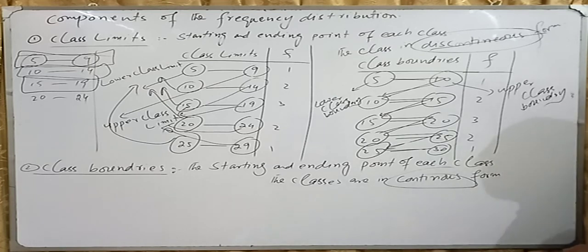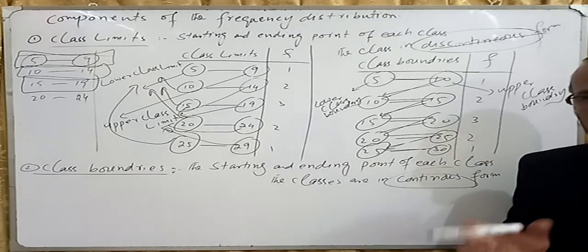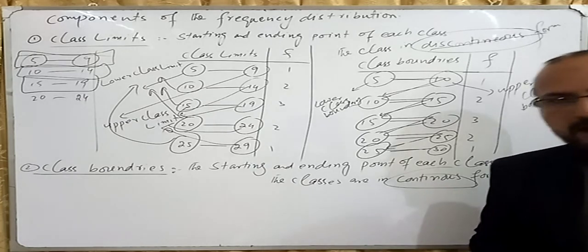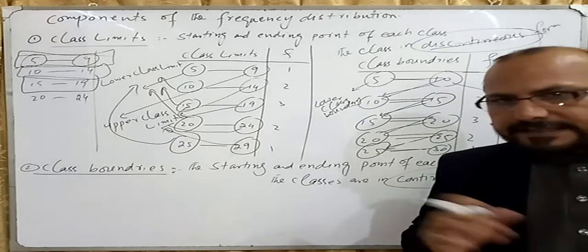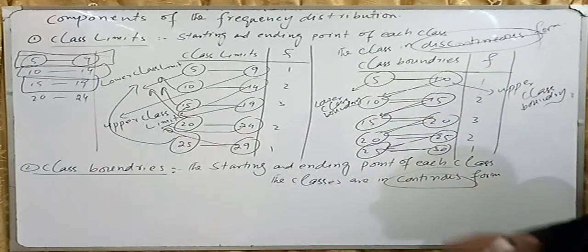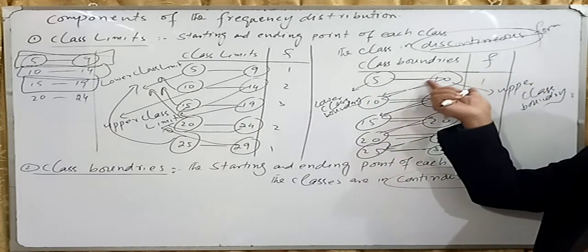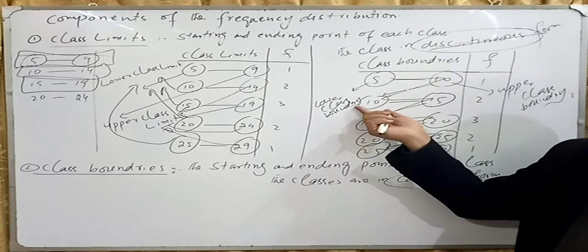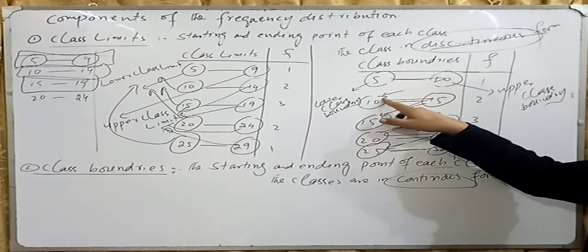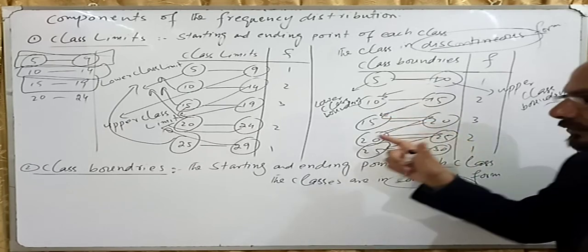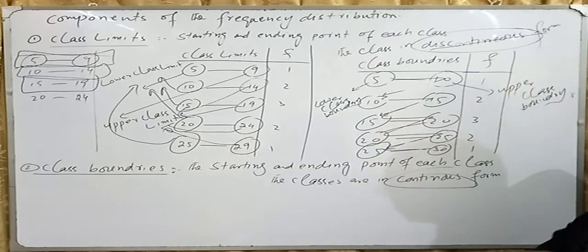The starting and ending point of each class are called class boundaries if the classes are in continuous form. If the ending point of the first class is the starting point of the next one, so there is a relation. Look at, there is a repetition. You need to understand this difference, and this is very much important.